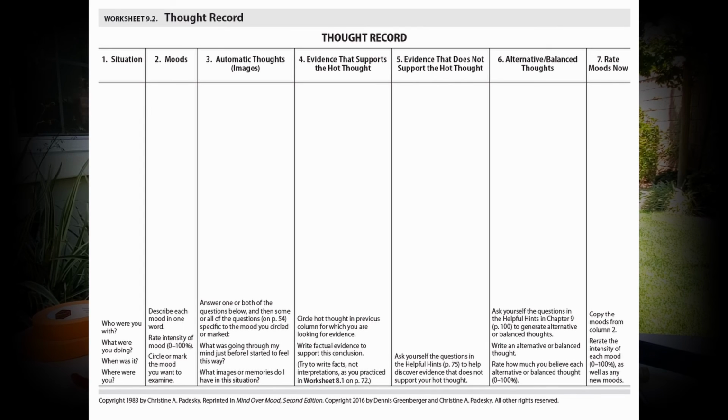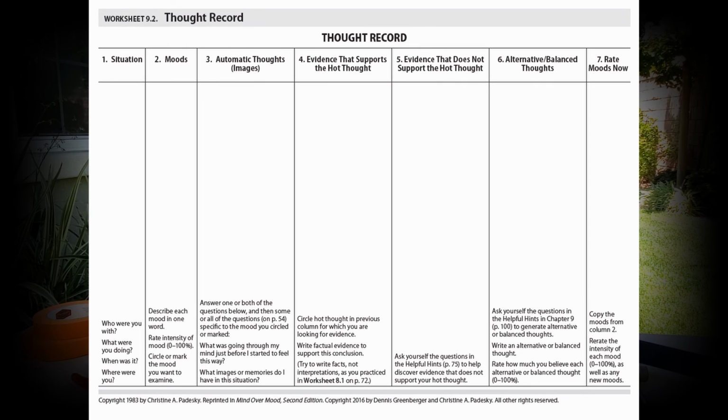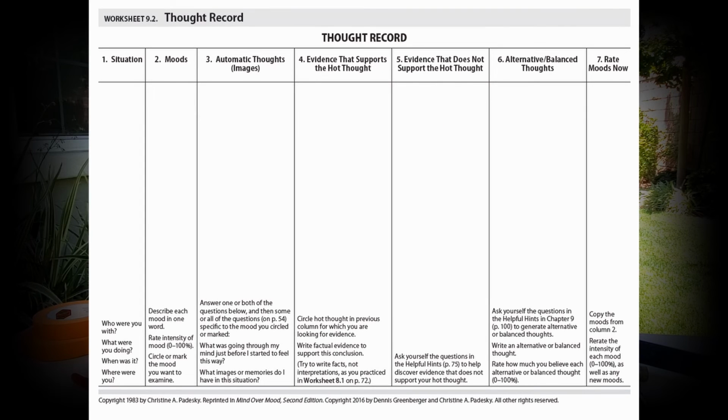The 7-column thought record teaches people to test out the hot thoughts and images that drive their moods and behaviors. If most of the evidence supports a hot thought, then we help people make an action plan to solve or change the problem. If only some of the evidence supports the hot thought and there's an equal amount or even more evidence that doesn't support it, then the 7-column thought record helps people generate an alternative or balanced thought or image to replace their hot thought. Whether the evidence leads you to make an action plan to address a problem supported by the evidence, or to construct alternative balanced thoughts, using thought records generally leads to improvements in mood.